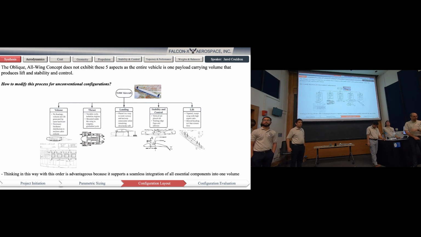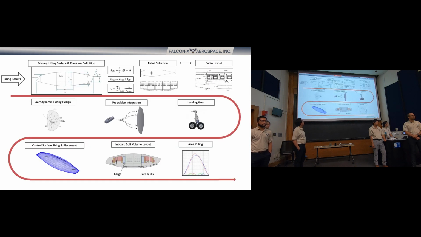Instead of thinking about 5 essential aspects, we can think about how 5 essential generators are wrapped up inside one volume. That's volume, your thrust generation, your landing equipment, your vehicle control generation, and your lift generation. Thinking in this way is advantageous because it supports a seamless integration of all these components into the same volume. This is just a general overview of the process that we use to lay the vehicle out.